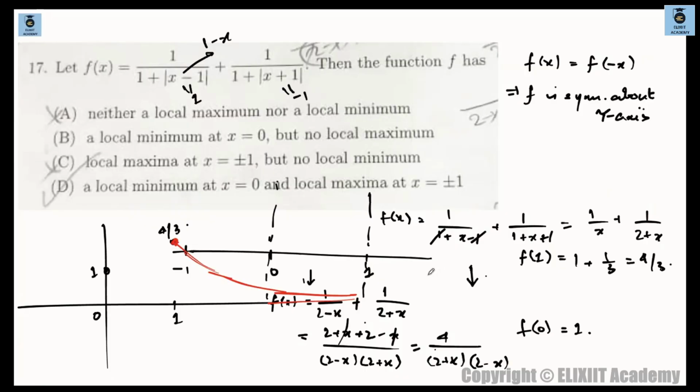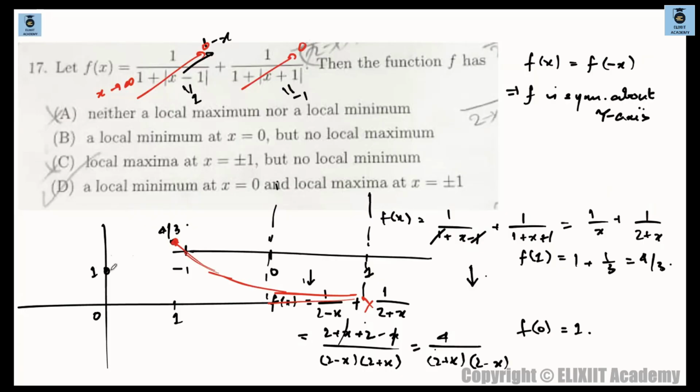But the graph will not cross the x-axis, because as x tends to infinity, this quantity tends to 0. This quantity also tends to 0. So f(x) tends to 0. So we can say that this will come very, very close to the x-axis. Your x-axis is acting as the asymptote to this graph.